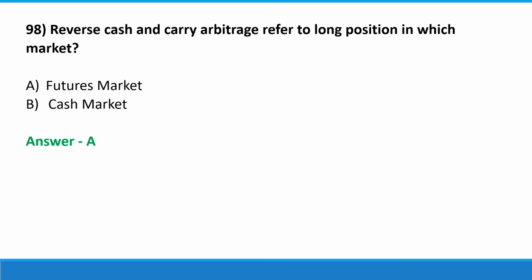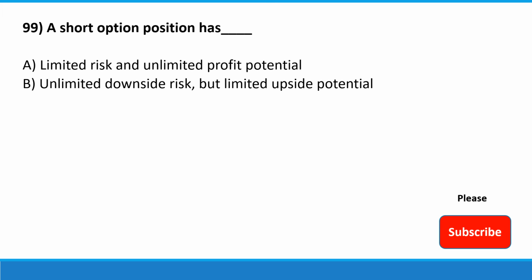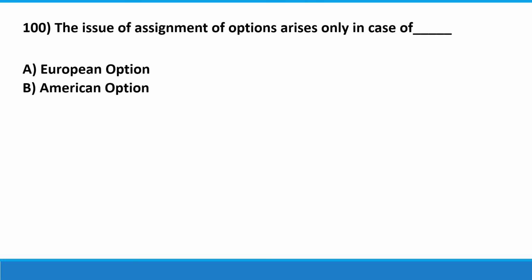Next question. A short option position has option A, limited risk and unlimited profit potential. Option B, unlimited downside risk but limited upside potential. The correct answer is option B, unlimited downside risk but limited upside potential. Next question. The issue of assignment of options arises only in the case of European option or American option.